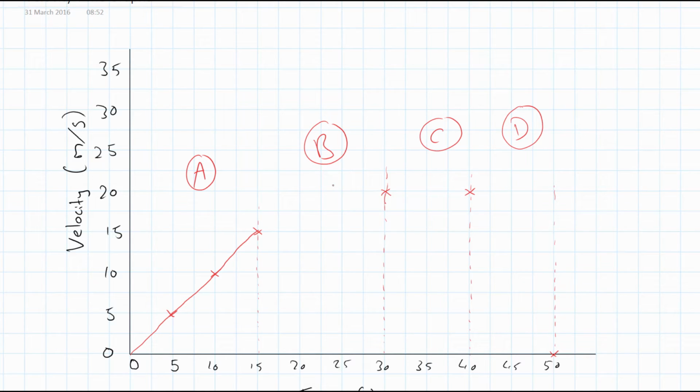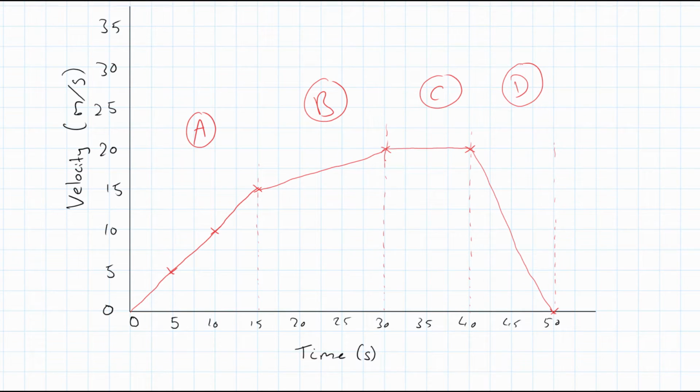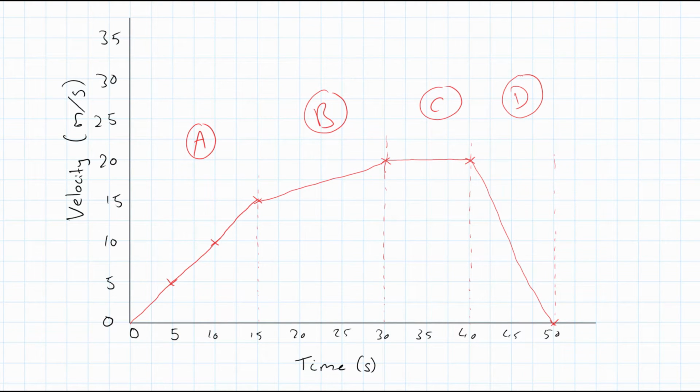Now, in part B, we also have a straight line from here to here. Then in part C, we have a straight horizontal line like so, and then in part D it goes all the way back down to the bottom. Now what we have on the y-axis is the velocity, and on the x-axis, let's scroll down slightly so you can see it. There we go. On the x-axis is the time.